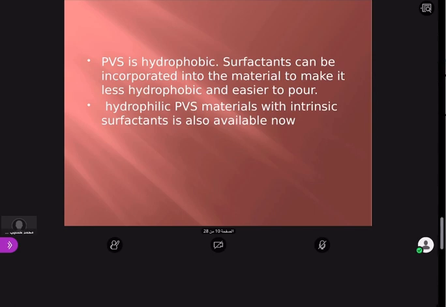Polyvinyl siloxane is hydrophobic. So surfactant can be incorporated into the material to make it less hydrophobic and easier to pour. So hydrophilic polyvinyl siloxane material with intrinsic surfactant is also available now.